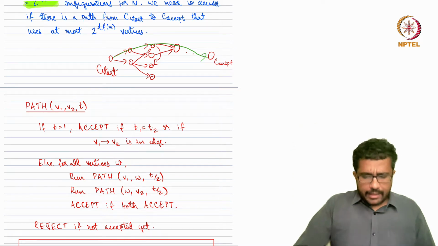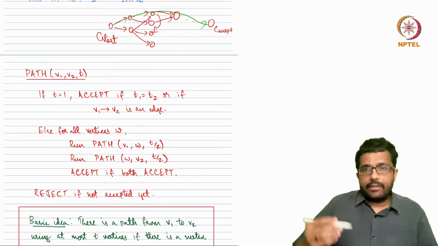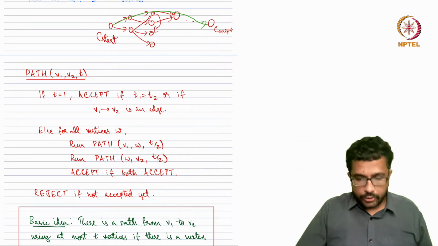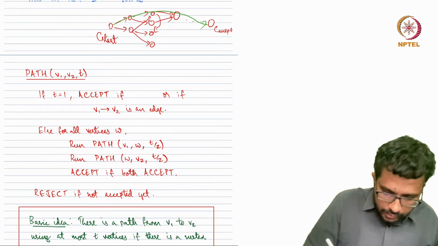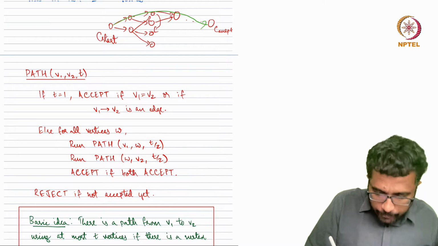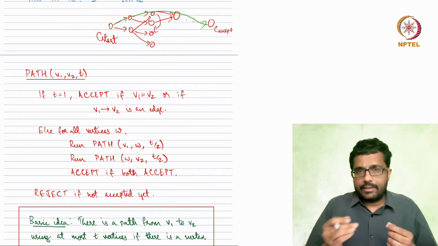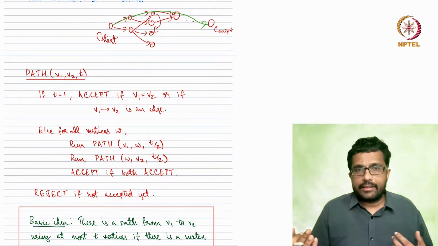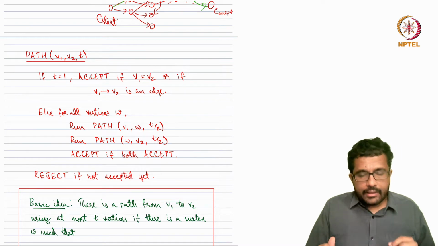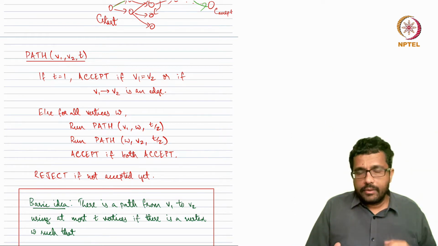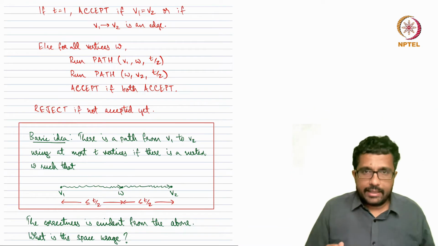So let us first explain a generic thing. We accept if V1 equals V2, sorry, I misspoke earlier, this is an error. We accept if V1 equals V2 or if there is an edge from V1 to V2. Basically that is the only way that we could have a path of length at most 1. Otherwise, if t is not 1, there has to be such a vertex W that we just explained.